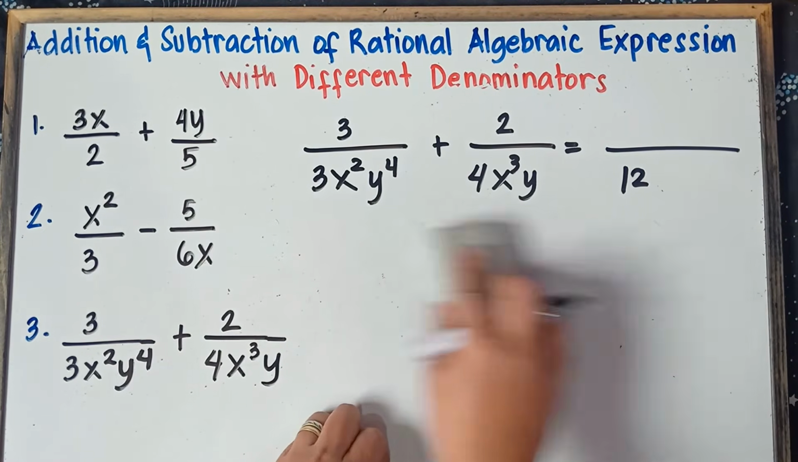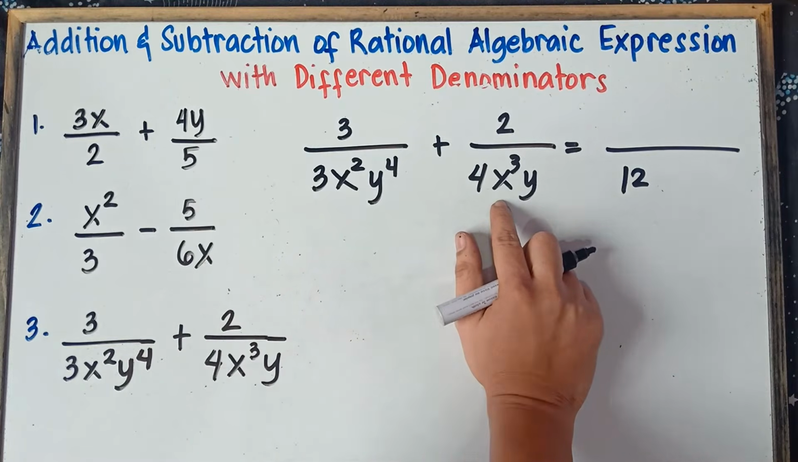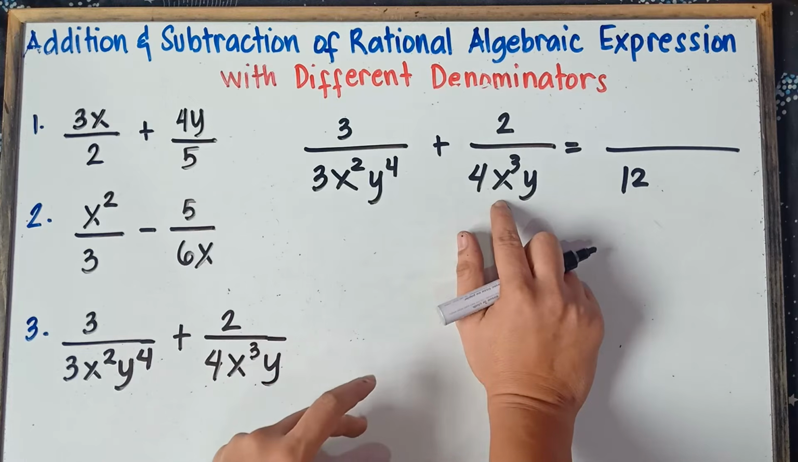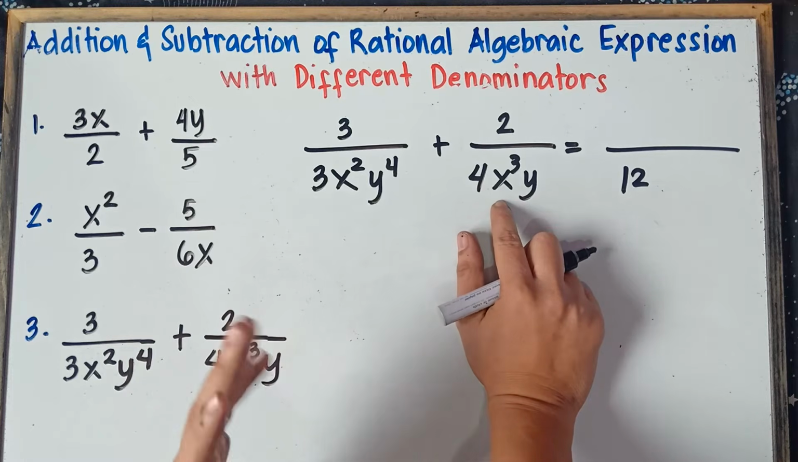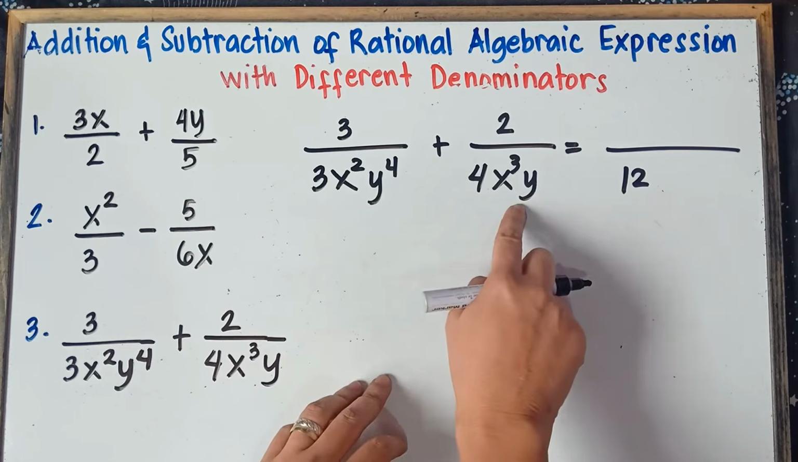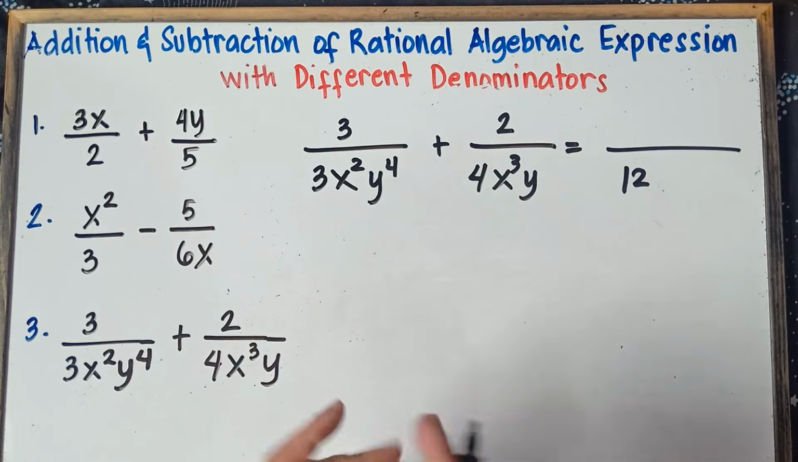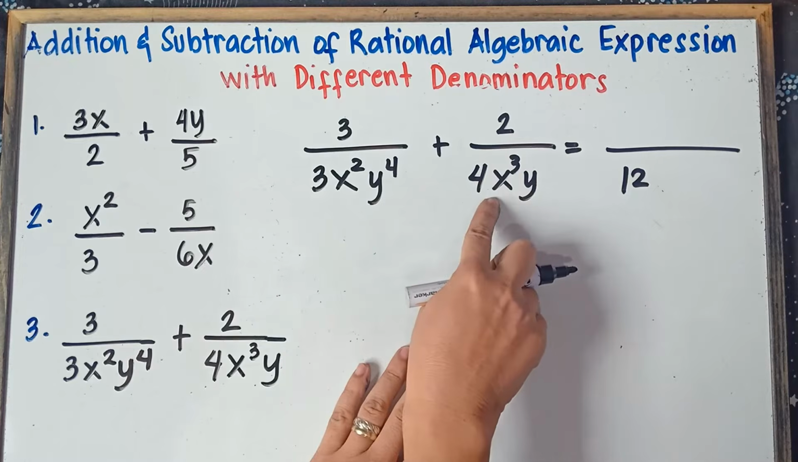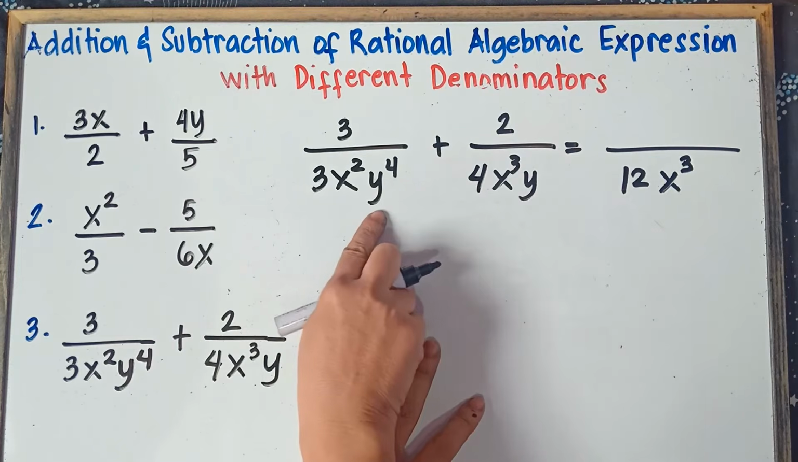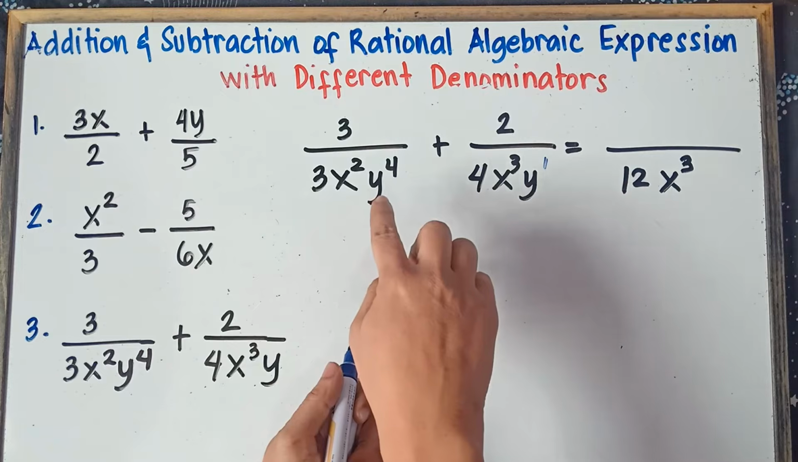Alright, and then for the variable, class, select the variable with the highest exponent. That's the thing there, class, with regards to the denominators. If they don't have the same denominator, and now you have these literal coefficients, select the variable with the highest exponent. That would be your LCD. So this is x squared, this is x cubed, so therefore we will be selecting x cubed. This is y raised to the power of 4, this is y raised to the power of 1. So therefore, we will be selecting y raised to the power of 4.